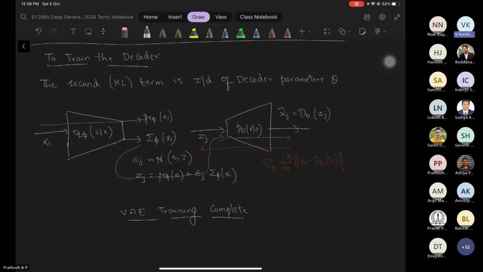Sir, should we look into the previous year model paper, if you have any? I don't know where it is. It should be there somewhere. Don't worry too much, it's fine. Thank you, sir.